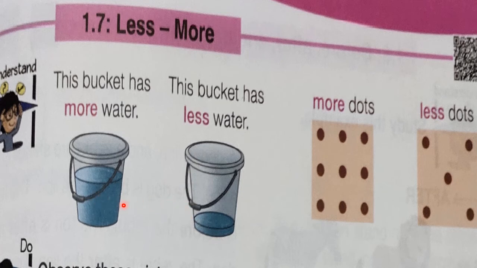This is the quantity of the two buckets. Okay. This one consists of more water, and there is less water in this bucket. And one more example, children. Here, what is this? Dots. Here there are more dots, and here there are fewer dots. Compared to this, this one has fewer dots. We are comparing from this to this. Okay. This is more, and this is less.